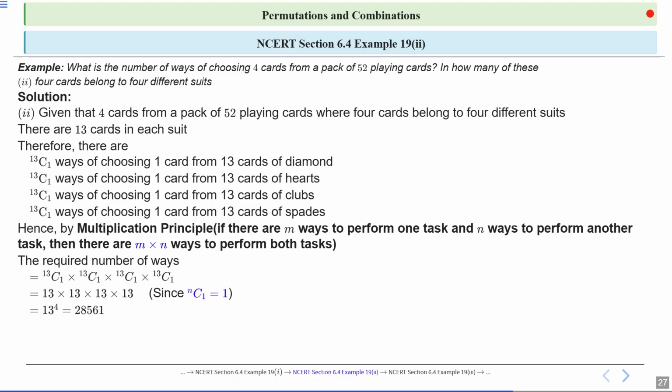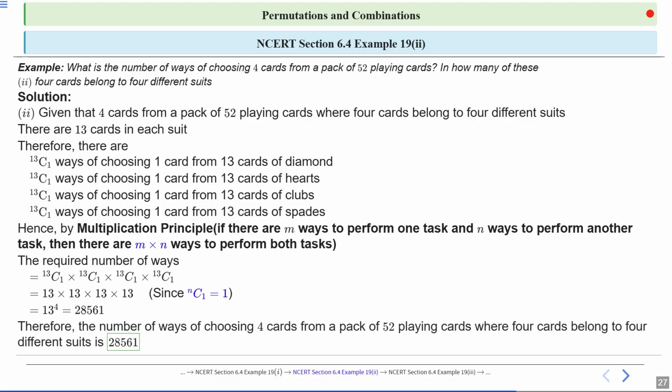This is equal to 28,561. So therefore, the number of ways of choosing 4 cards from a pack of 52 playing cards where the 4 cards belong to 4 different suits is 28,561.